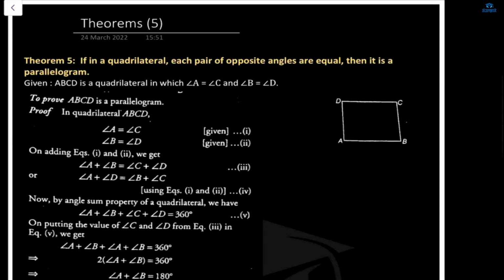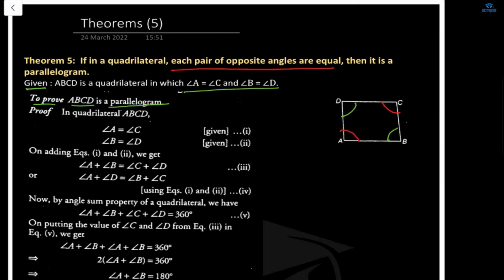Let's see. ABCD is a quadrilateral, and it's given here that pairs of opposite angles are equal. So angle A is equal to angle C and angle B is equal to angle D. This is the given condition. Now what we have to prove is that ABCD is a parallelogram. Right now we have a quadrilateral where angle A is equal to angle C and angle B is equal to angle D.